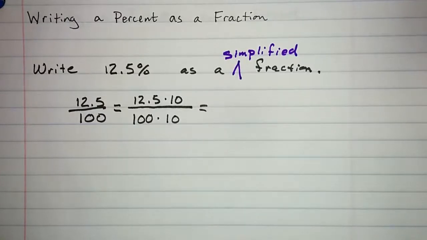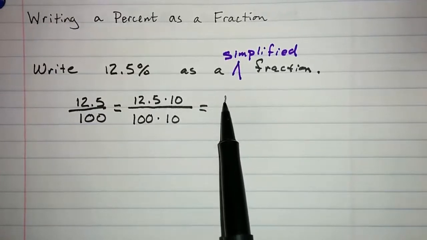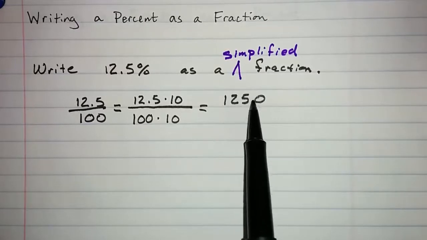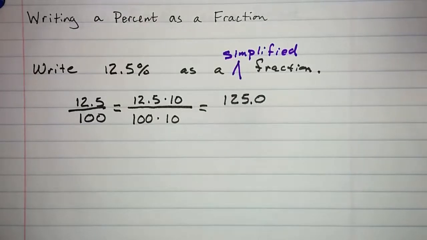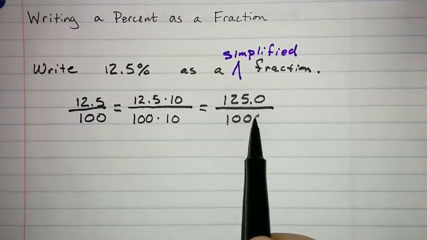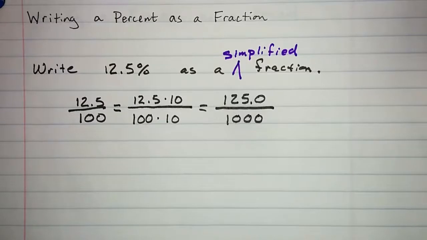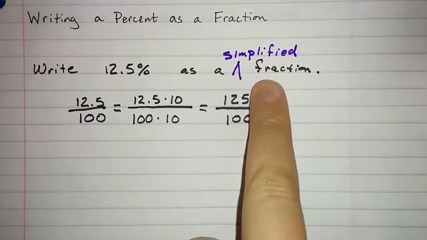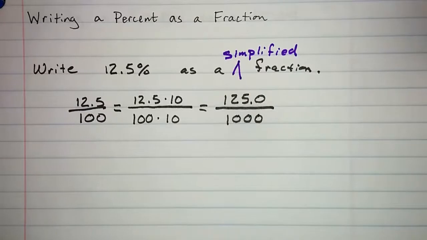So 12.5 times 10, well, that's 125.0, one digit after the decimal point. Right? This had the effect of moving the decimal point one place to the right. 100 times 10, that's 1,000, a 1 followed by 3 zeros. 125.0, that's just 125. Okay. Is this simplified now? Well, no, I think 125 and 1,000 have got some factors in common, don't they?